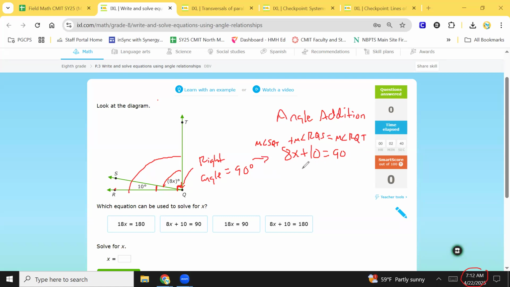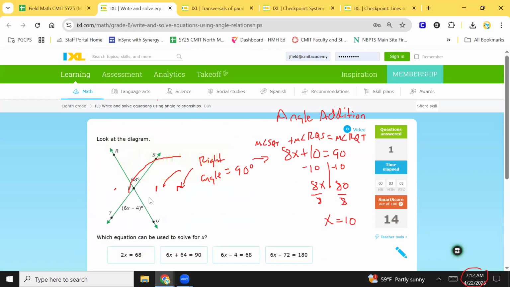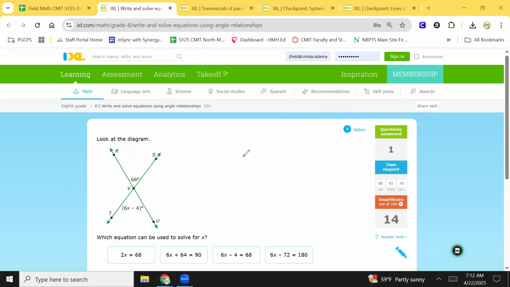8x plus 10 equals 90. So let's draw a line under that. Take away 10 from both sides. And now 8x equals 80. Divide both sides by 8. X equals 10. And so now I can answer all my questions about it. 8x plus 10 equals 90, and x equals 10. Wonderful. All right, so that was adjacent angles. And they looked like two angles that added up to a right angle.